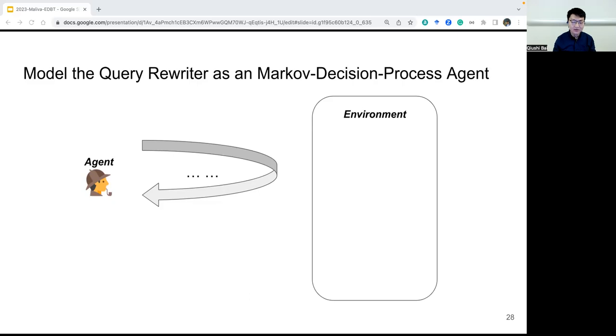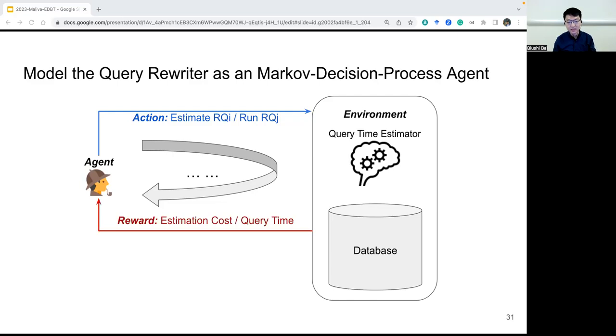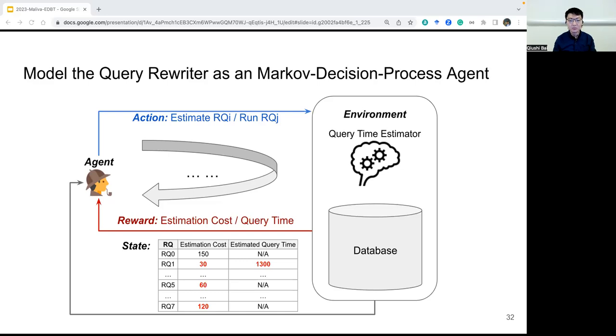We model this problem as a Markov decision process. As we can see in the example, in the model, the query writer is the agent, the QTE and the database together are the environment. The agent iteratively interacts with the environment. The actions are either estimating a rewritten query or running it against the database. Then the time spent on either the QTE or the database can be the reward to the agent, and the output information will be used to update the state of the agent, which stores the knowledge the agent has so far.